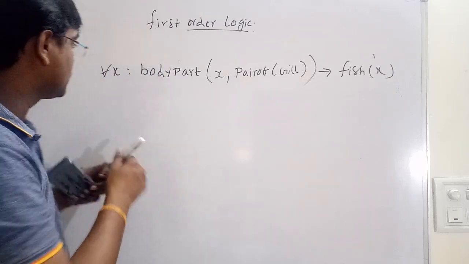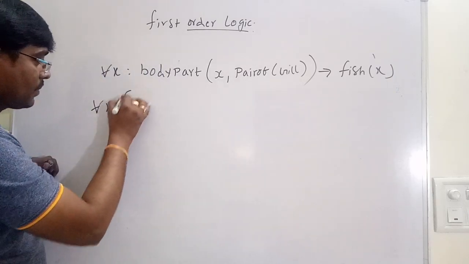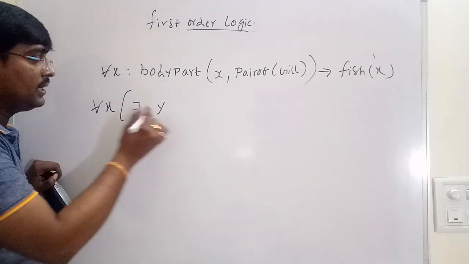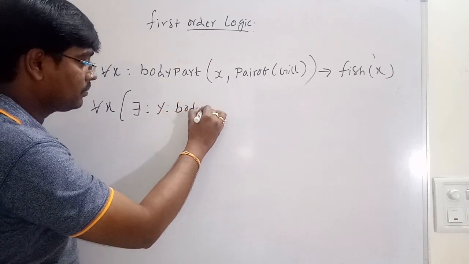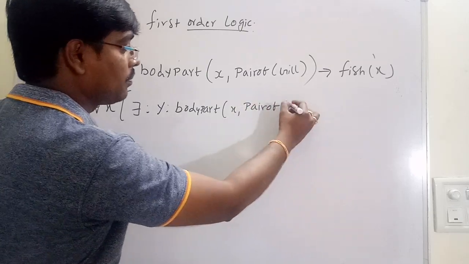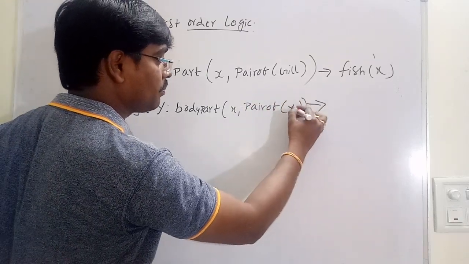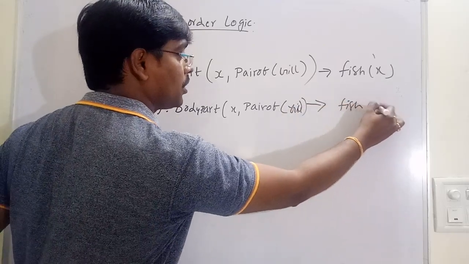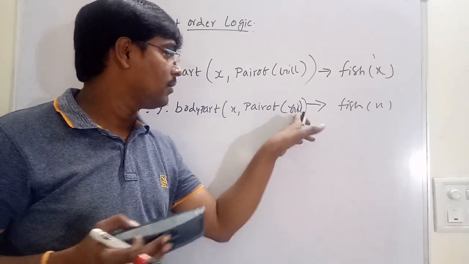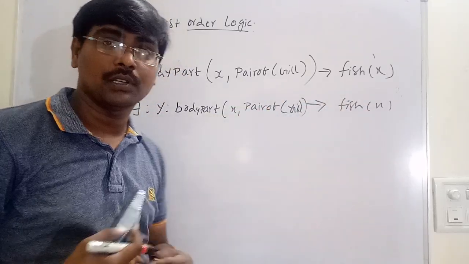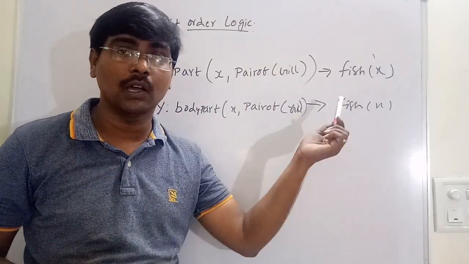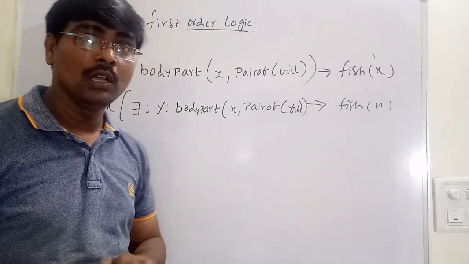For all x, we can also write there exists. For all x, body part of x, comma, pair of y, pair of gill, to fish of x. So for all x, if for some y x has it as a body part, then it is a fish. That is how these formats represent a richer format. Instead of conjunctive concepts, we are moving to first order logic.